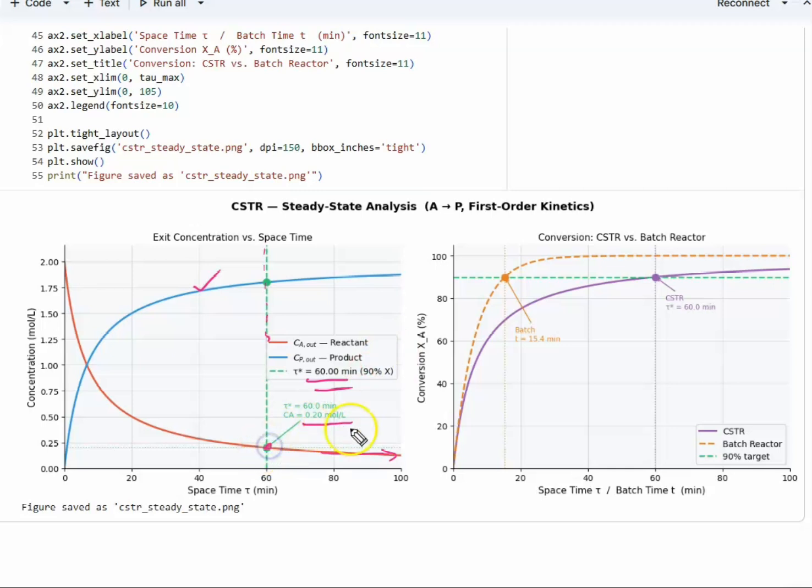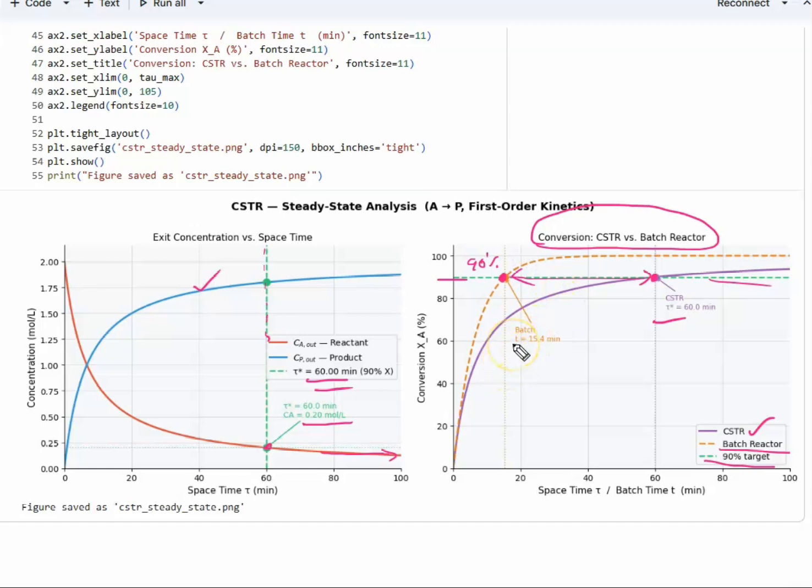So, the right panel: conversion versus space time, and this is where the CSTR versus batch comparison really pops visually. The solid purple curve is the CSTR, the dashed orange curve is the batch reactor. Both approach 100% conversion, but the batch curve rises much faster, reaching 90% at just 15.35 minutes, while the CSTR needs a full 60 minutes. The green horizontal dashed line at 90% cuts through both curves, and the two annotations call out exactly where each reactor hits the target, the gap between them, and that is the cost of backmixing.